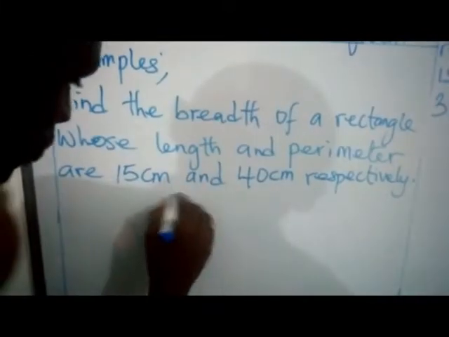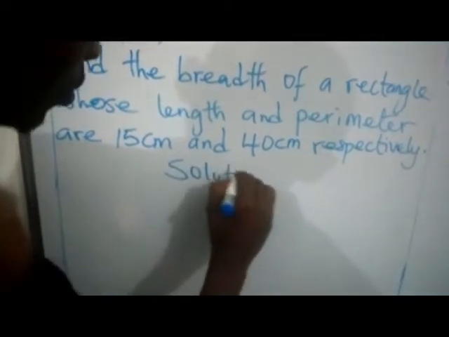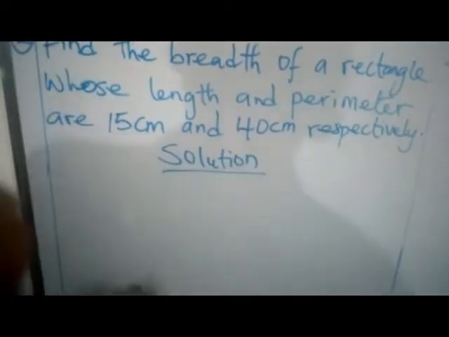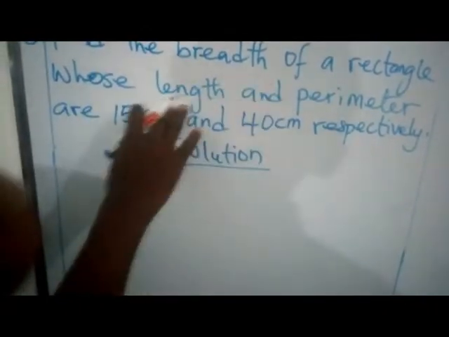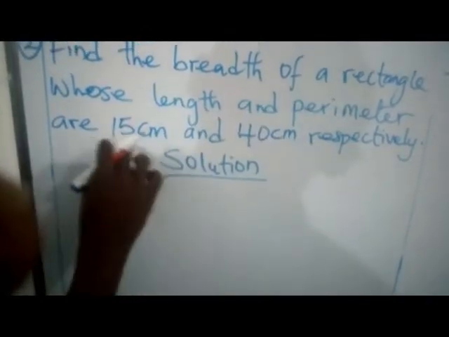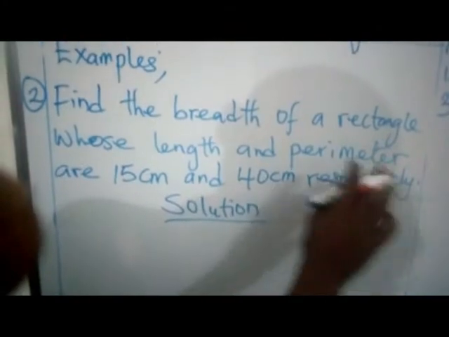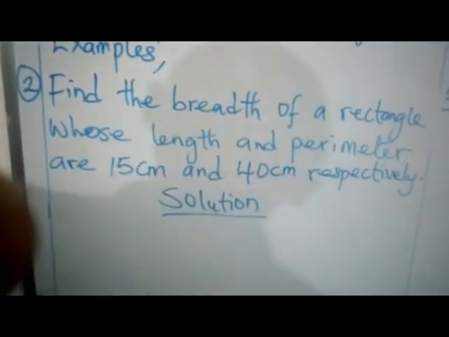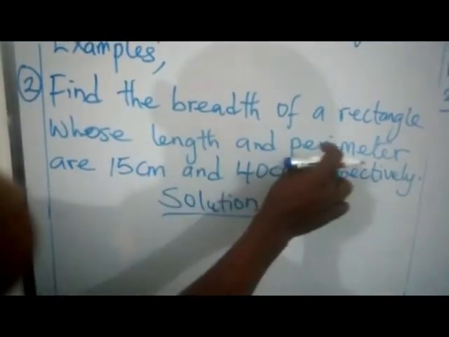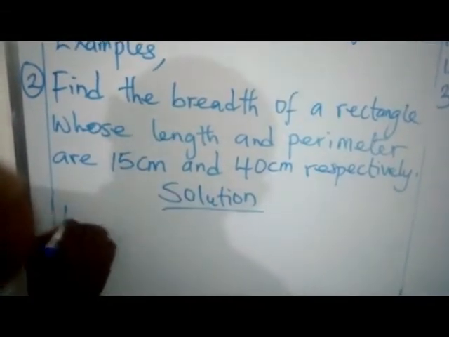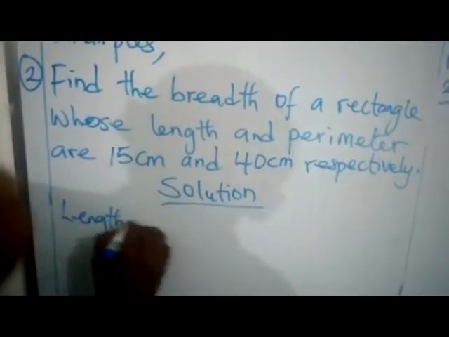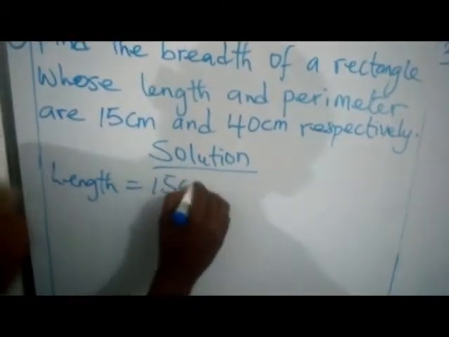So, we start by writing our solution. Now, the first thing is to write out our given values. From this question, length and perimeter are what? 15 and 40 centimeters respectively. Now, what's the value of your length? You can see length comes first before your perimeter. Definitely, the value of your length will be 15 centimeters. You see, length is equal to 15 centimeters.